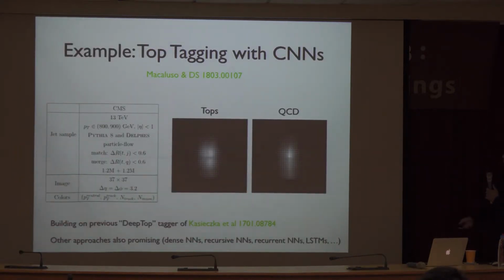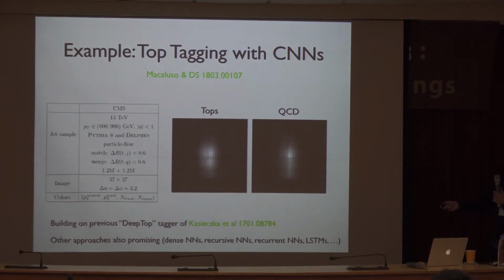Okay, so the thing that Sebastian and I studied in our paper from earlier this year was how to do better top tagging with CNNs. This is an example of a jet image from a top, or rather not an example, it's an average of many top jets so that it looks so nice and smooth, and an average of many QCD jets.